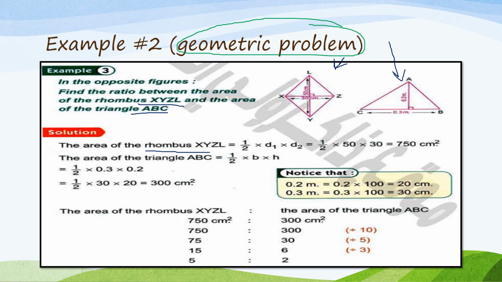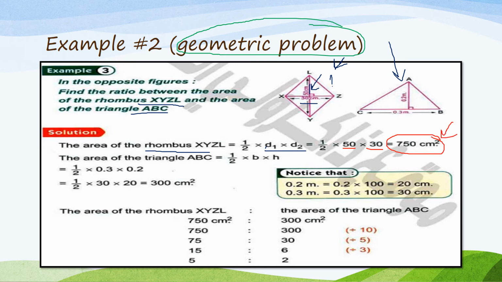And we're gonna find the ratio between these areas. So the area of the rhombus has two formulas. One of the formulas is half diagonal 1 times diagonal 2, or side length times the height. And here we don't have the side length, we only have the height, so we're going to use the diagonals. Diagonal number 1 here is 30, and diagonal number 2 is 50, and they're both centimeters.